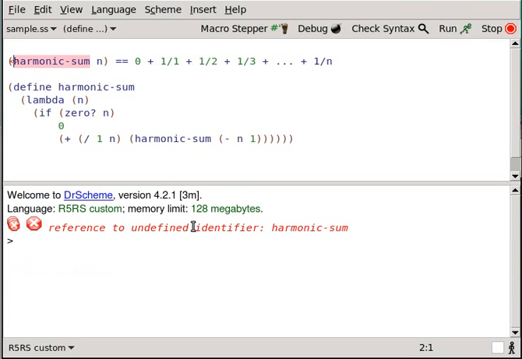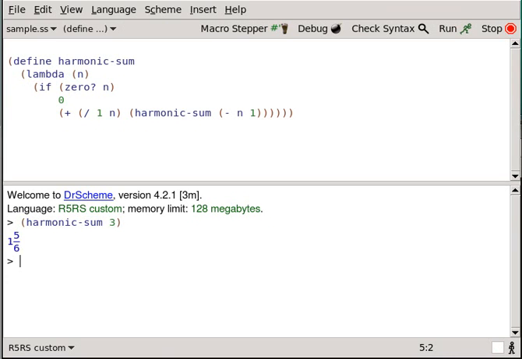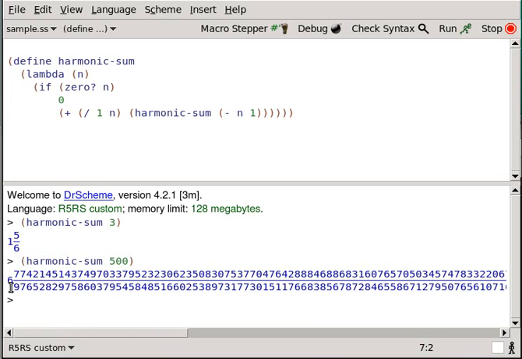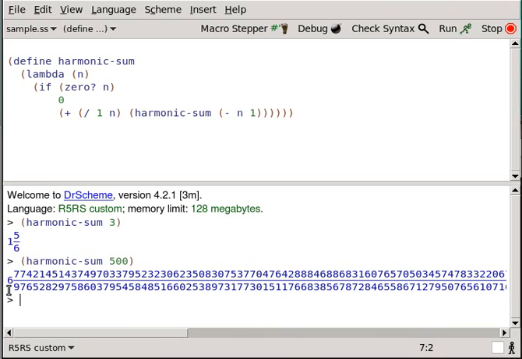So let's run this. What? Oh right, we've got to delete that. Alright, so let's do this. Harmonic sum of 3. Well, that doesn't mean much. Let's try this. Harmonic sum of 500. Oh, look at that fraction. Look, it's quite sloppy. Now, does that mean anything to anybody? It just means 6 and something, 6 and like something close to 7/9.